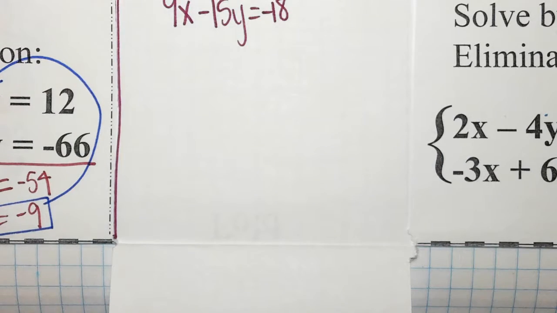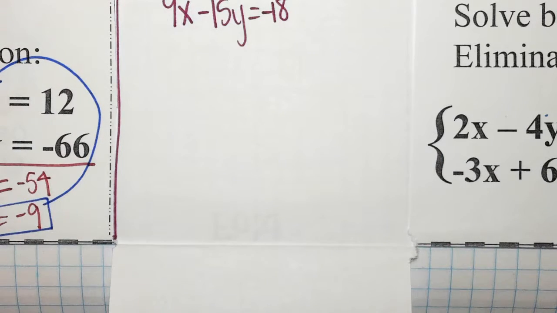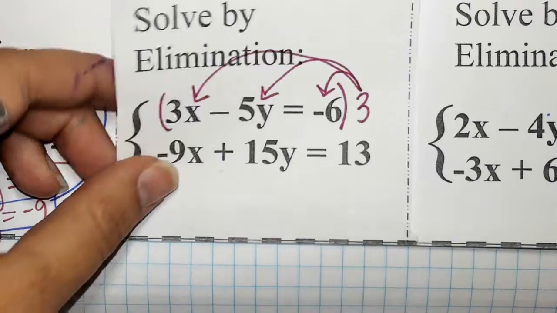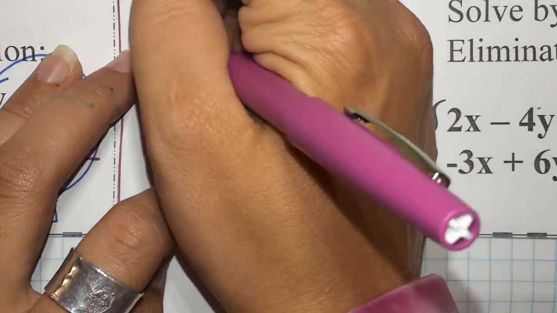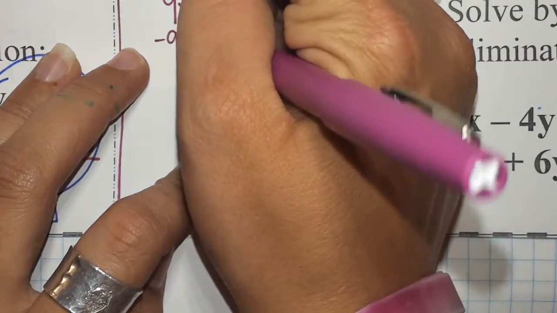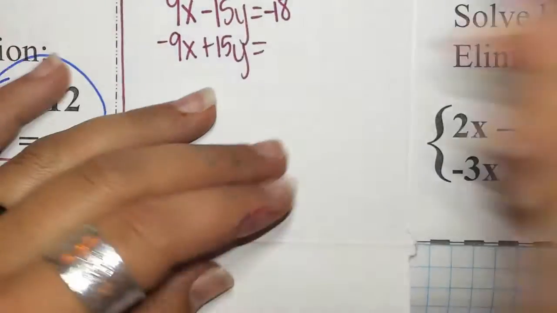Now, did we do anything to the bottom equation? No. So we're just going to rewrite the bottom equation below it. What was our bottom equation? Negative 9x plus 15y equals 13.